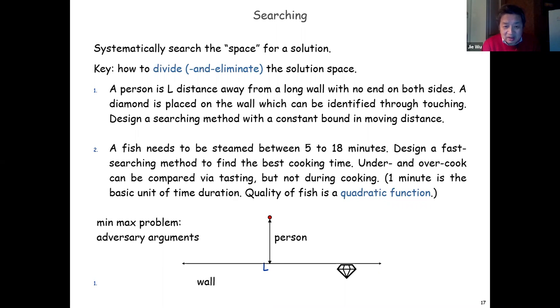Now the question is that you don't know the location of the diamond. Assuming the distance from the person's original location to the diamond is D, you need to find a searching method so that by the time you find the diamond, the total distance that you walked should be a constant times this D value. Any idea for that? Or give me some idea.